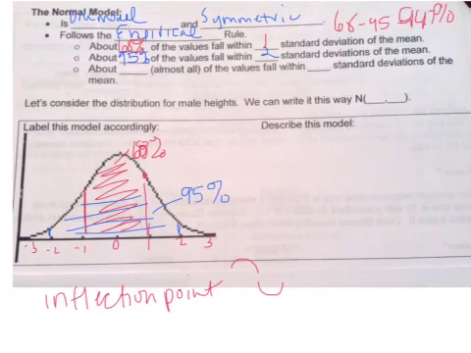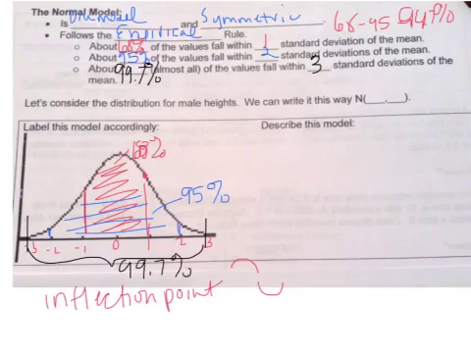And then if I go out 3 standard deviations, I get 99.7% of all my data. So that's almost everything if I look at it. So from here all the way out to there, that's 99.7% of my data. Now, the directions here say describe this model.